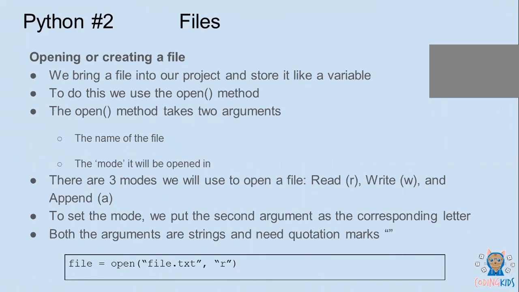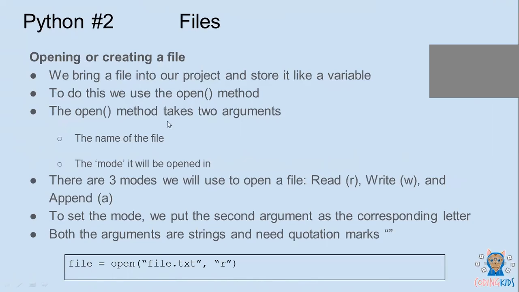Opening or creating a file. Whatever I say is important, please write that down so that you've got it in your memory and in your diary: how we are going to open or create a file, how are we going to write, how are we going to read and append. Opening or creating a file: we bring a file into a project and store it like a variable. So it's just the same as a variable. To do this, we use the open method.